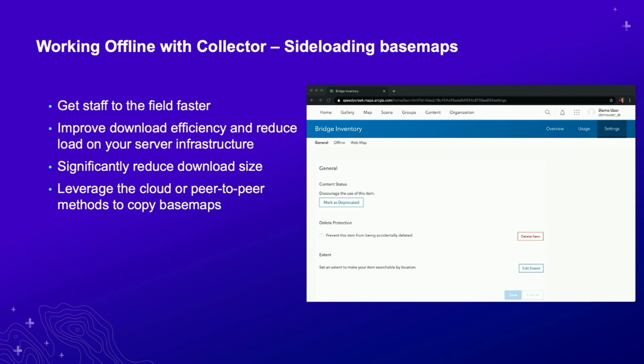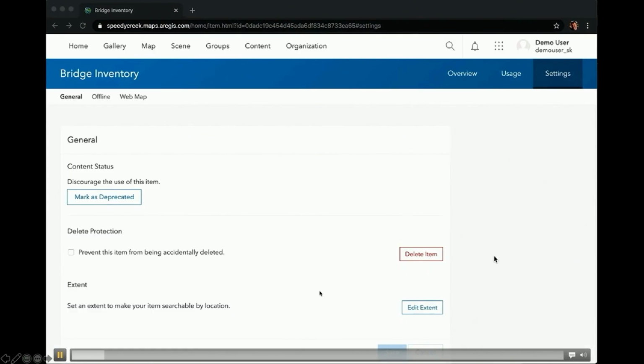That really improves the download efficiency, reduces the load on your server infrastructure, and reduces the download size. So if you're in a challenged environment, they're only bringing those features or perhaps the schema down. And there's a lot of ways to get those packages to devices. So let's just run that, take a look at it.